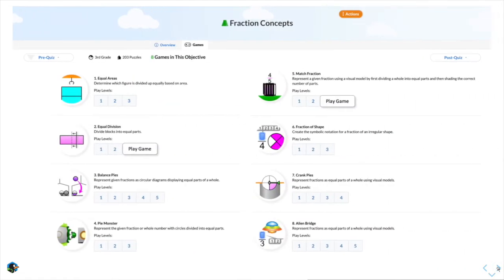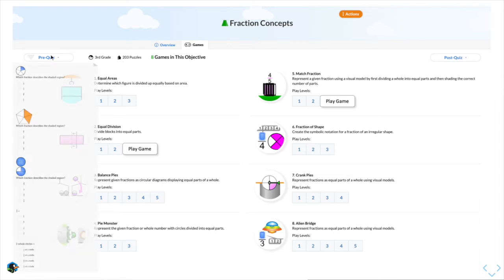And we'll stay with the topic of fractions. We'll look at fraction concepts. Here's a teacher view of the objective. The first thing to notice is that just to get through this one objective, a student will have to solve over 200 puzzles. And there are 25 objectives in 3rd grade, so you can do the math. That means they'll have to solve several thousand puzzles to get through the grade level.